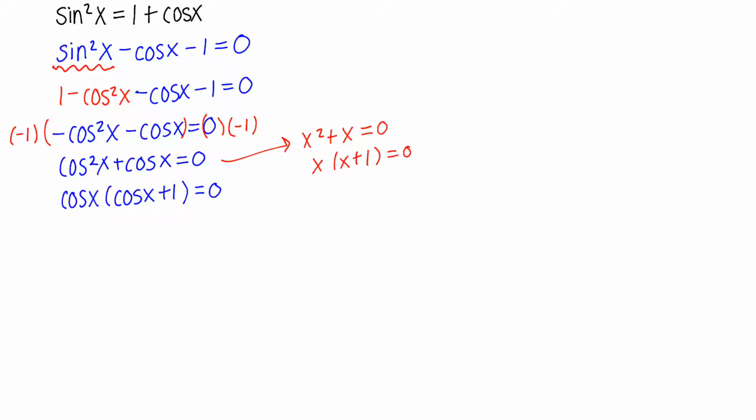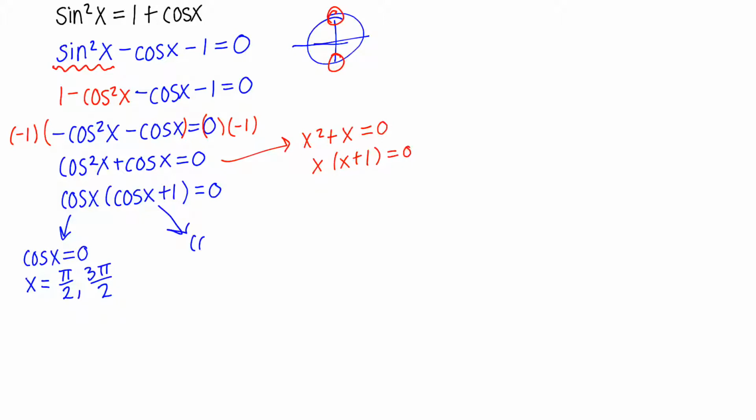Now I'm going to split this into two equations. The first factor is cosine x equals 0. So we are looking for where the x coordinate is 0 on the unit circle. Right? The x coordinate is 0. That's going to happen up here at pi over 2. That's where x is 0. And then down here at 3 pi over 2. So I get x equals pi over 2 and 3 pi over 2.